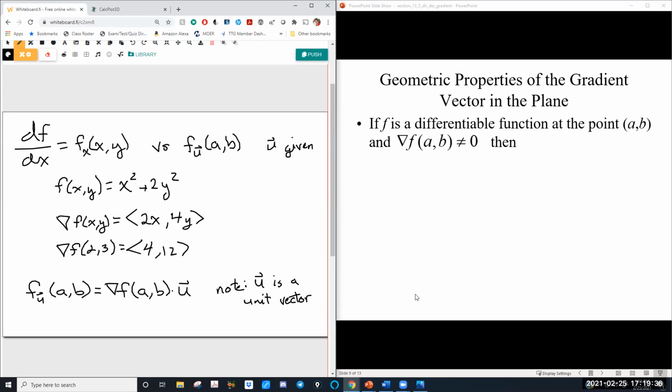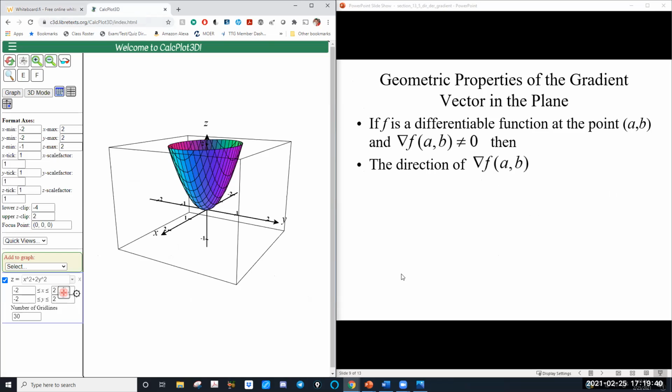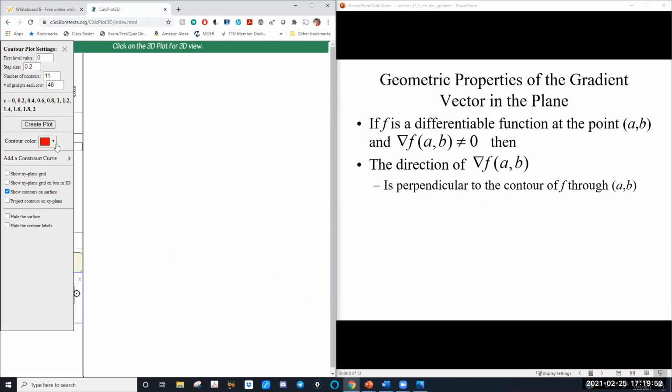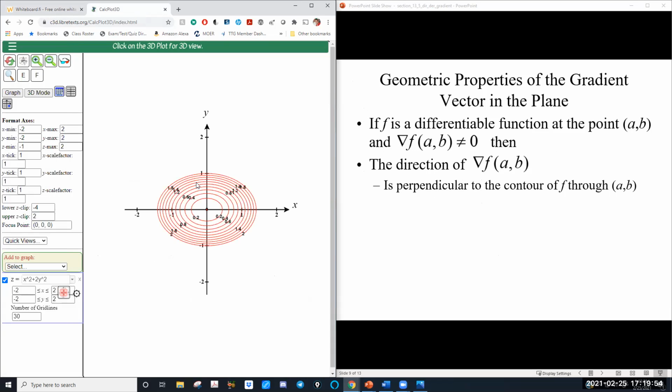All right, geometric properties. We talked a little bit about these. We're going to take a look at them too. So the direction of the gradient is perpendicular to a contour of f through AB. So let's take a look at what that looks like. So let's put in a contour plot here. So there's our contour plot.